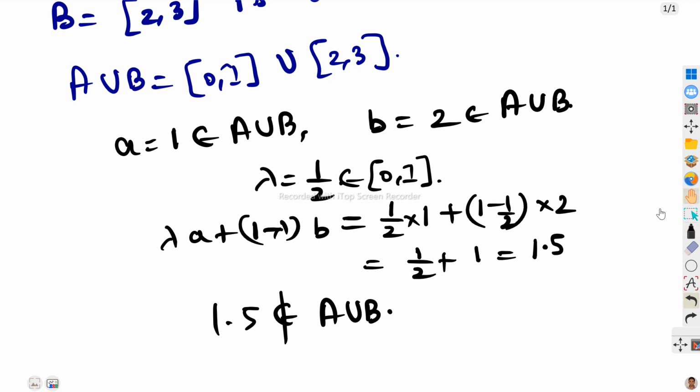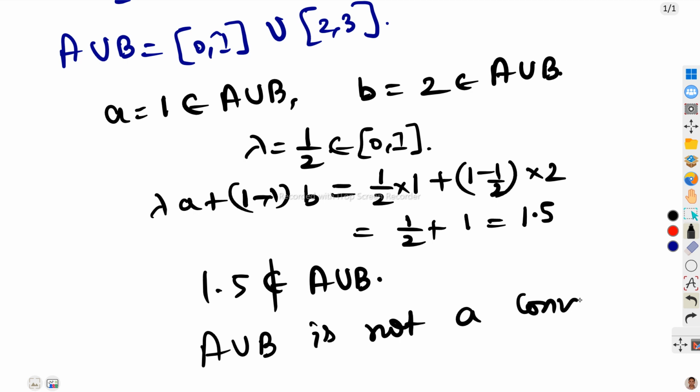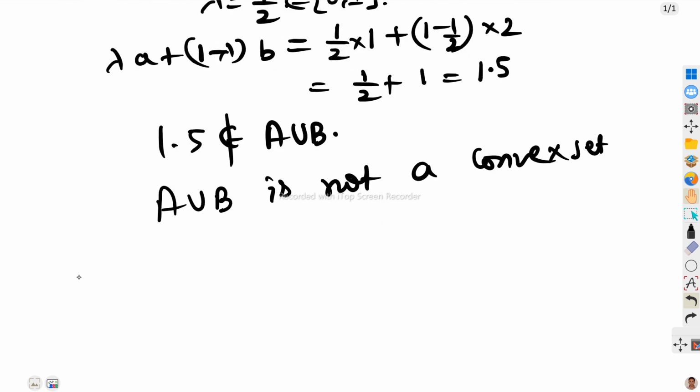So what we have found? We have found that if a is in A union B and b is an element of A union B, then lambda a plus 1 minus lambda b may not be an element of A union B. So A union B is not a convex set. So we have shown that the union of two convex sets may not be a convex set.